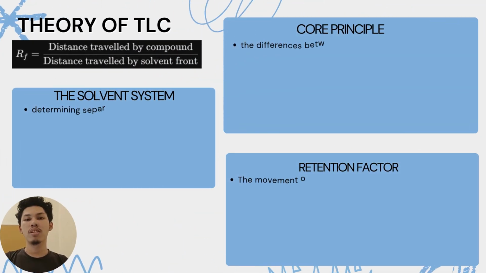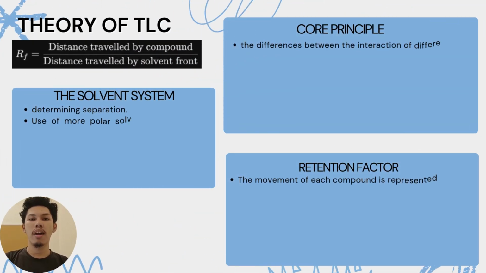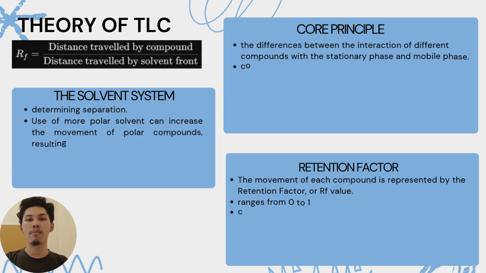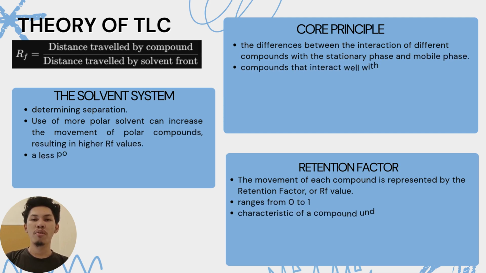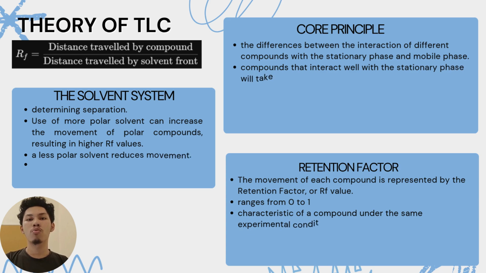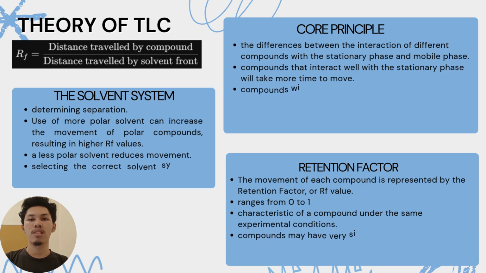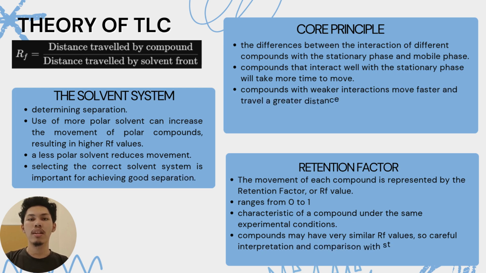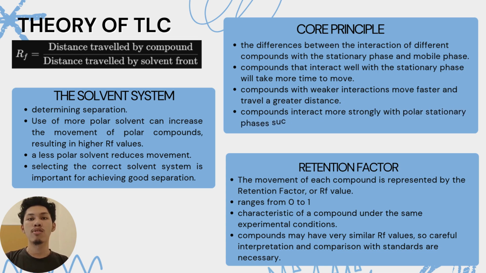The theory of TLC is given by the formula Rf, which equals the distance traveled by the compound divided by the distance traveled by the solvent front. The core principle of TLC is that compounds with stronger interactions with the stationary phase take longer to move, and compounds with weaker interactions will move further and therefore faster. So the solvent is used to determine the separation of the compounds.